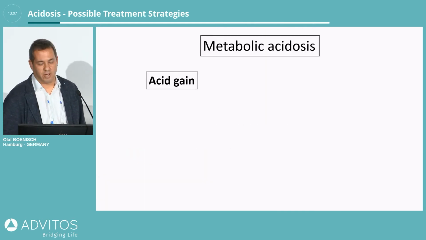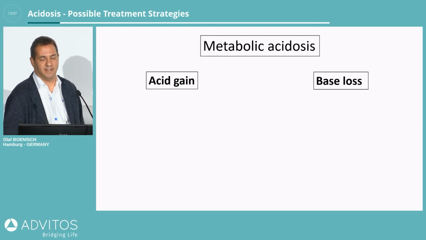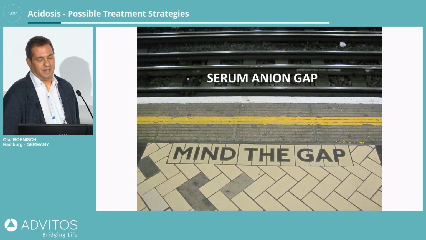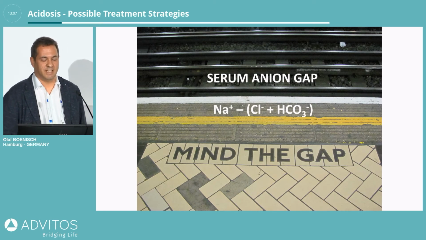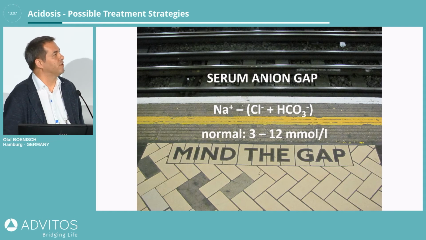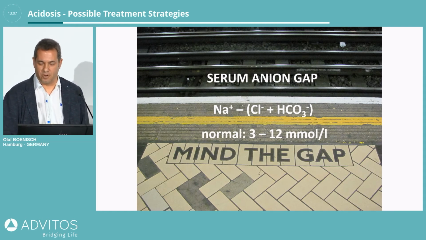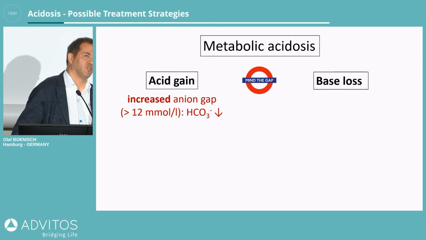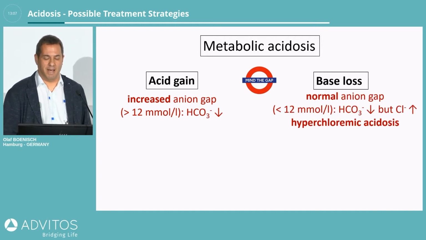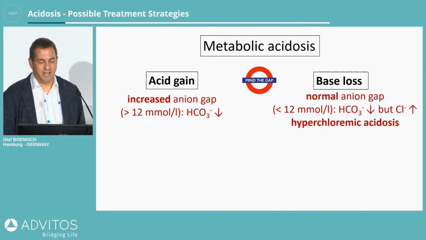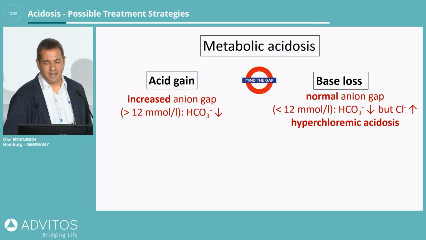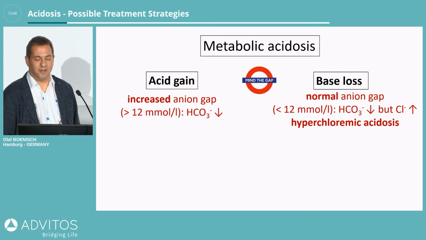If we have metabolic acidosis, we have either acid gain or base loss, and we can differentiate between them by calculating the serum anion gap, by subtracting chloride and bicarbonate concentration from the sodium concentration. Usually the normal concentration is up to 12 millimole per liter. With acid gain, we have an increased anion gap because we are just consuming bicarbonate. In case of base loss, we have a normal anion gap because for every molecule of bicarbonate that is lost, one molecule of chloride is reabsorbed. So we have hyperchloremic acidosis in this case with a normal anion gap.